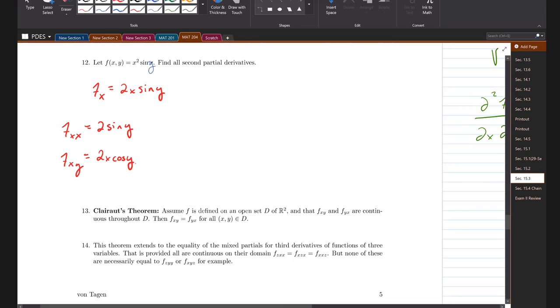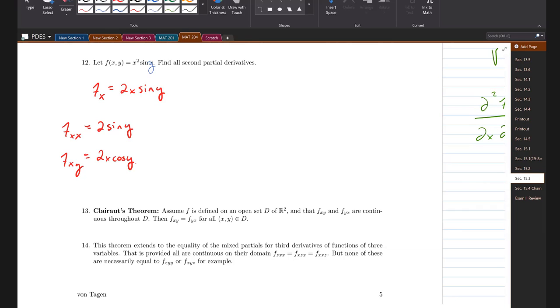Okay, folks, finish these out. You've got to take partial f, partial y, and then find the other two second partials. Finish that out.